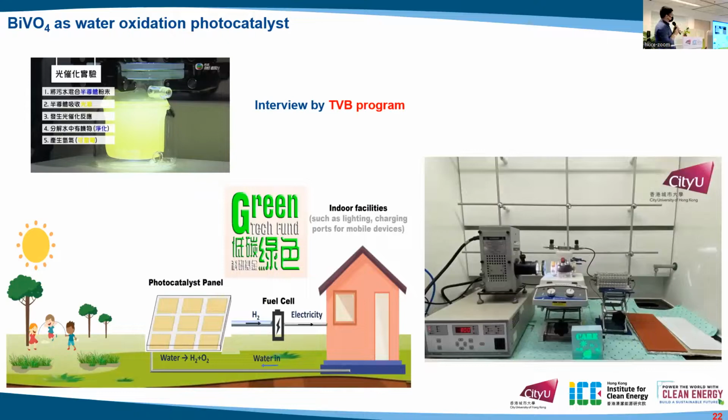And this picture was shown and organized by my colleague, Dr. Ho, which shows that we're using the lamp to provide the light source and generate the photo-induced green hydrogen, and use the generated green hydrogen to power up a commercialized fuel cell and provide electricity to light up the LED bulb, which is a very interesting work.